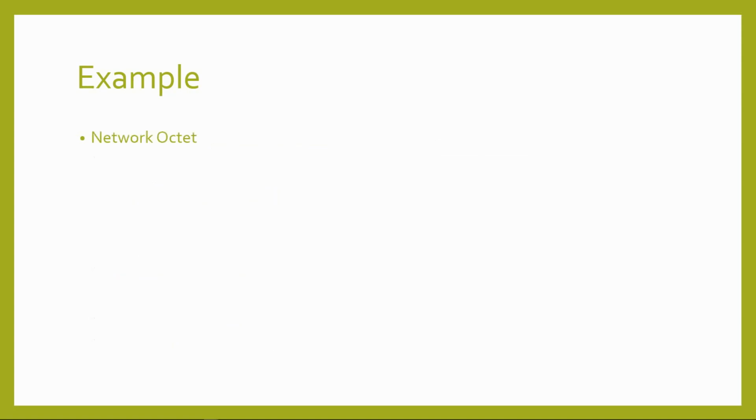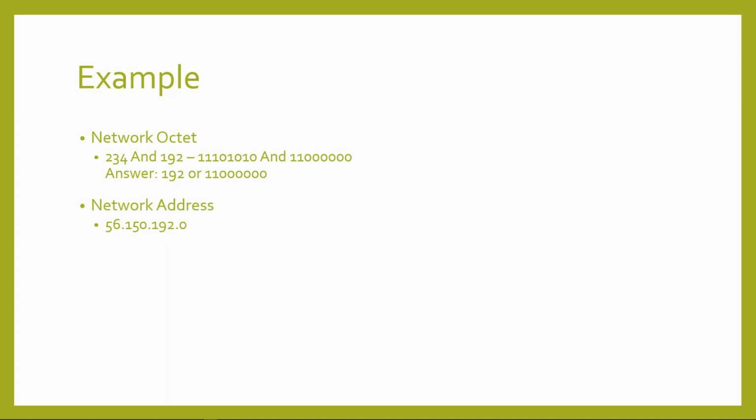So now let's look at the one network octet we really don't know, which is the third one. What we have to do is figure out, if we take 234 and AND it with 192, what do we come up with? If you look at the binary value here, it's very easy. We get the first 2 bits set, which means that we have a 192. So we know that the network octet that we didn't know will be 192. So now we've just calculated our network address. It's going to be 56.150.192.0 is our network address.